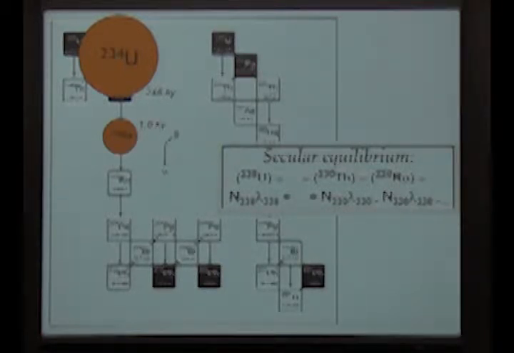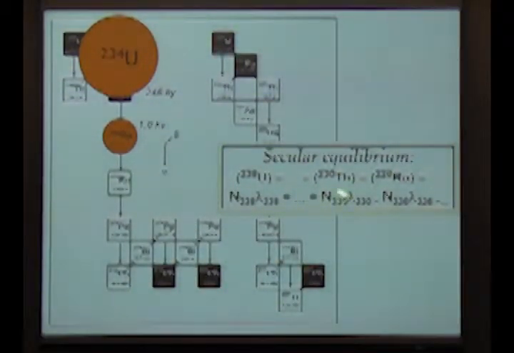Okay, now that's a particularly useful constraint, because that means that if we start off with a system that has been undisturbed for a few hundreds of thousands of years or a million years or so, we know what the initial conditions were, and this gives us an initial condition from which to measure any disturbance.